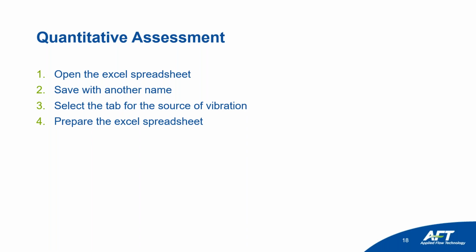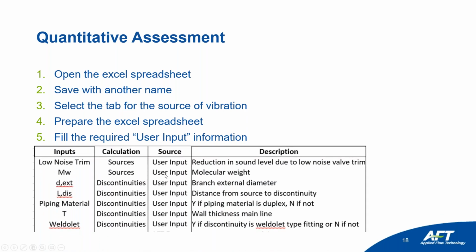When we open the Excel spreadsheet, we fill the required user input information. So what is the user input information that we have to fill? From the sources, we have to say, first, is there any reduction in sound level due to a low noise trim? If you have a trim in your pressure reduction device that reduces noise, then you just say yes or no. The molecular weight of the fluid, of the gas.